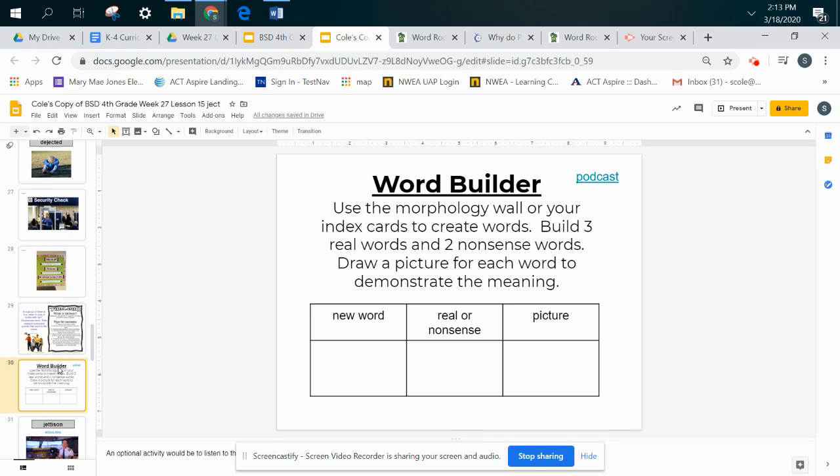Now we have our word builder. On your piece of paper, use the root ject and build 3 real words and then 2 nonsense words. And then you can draw a picture for each word to demonstrate your meaning and put it in your folder when we're done with word study today.